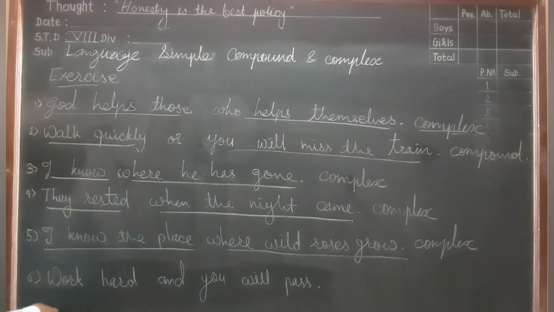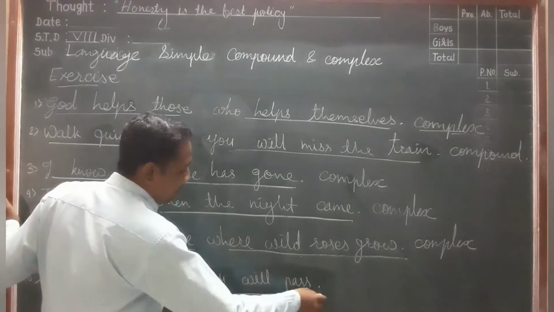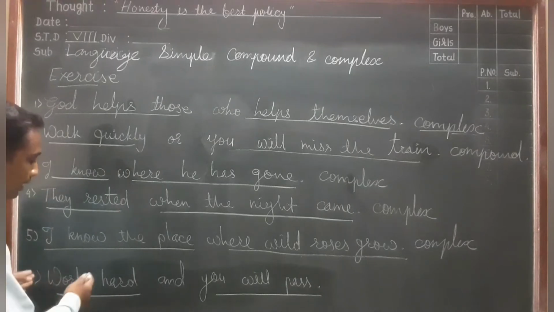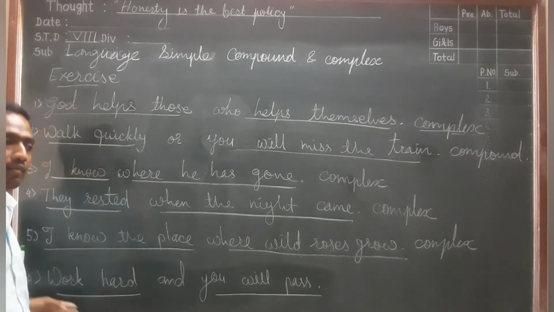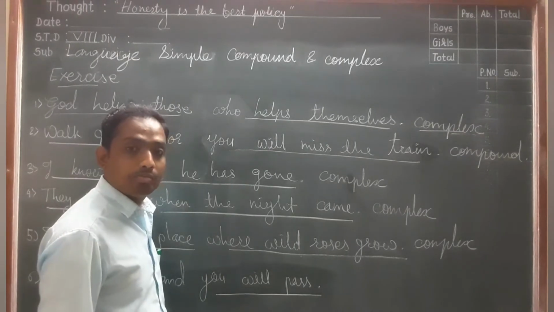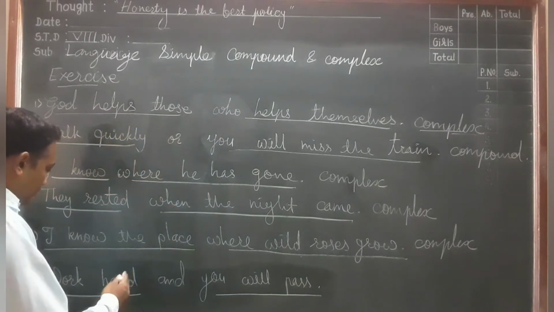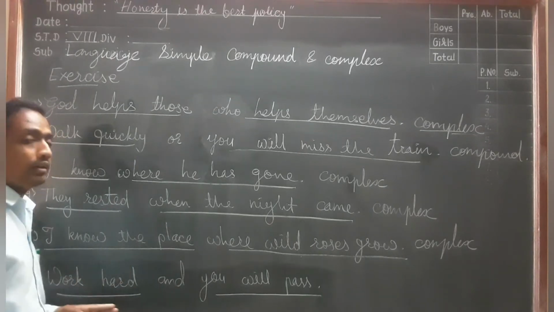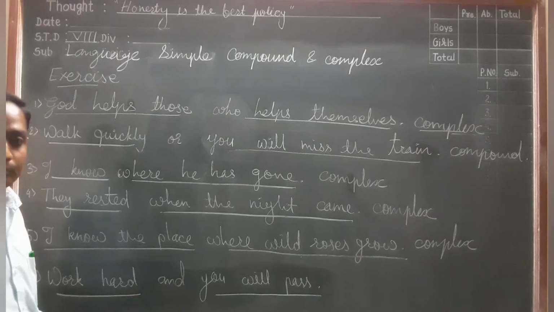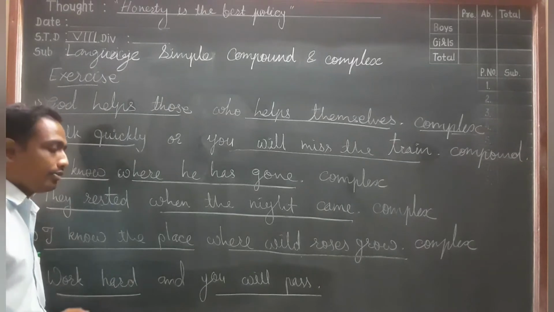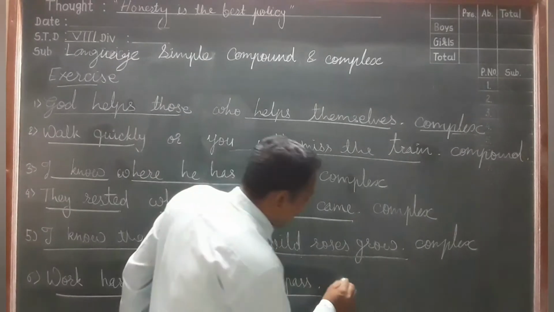Next sentence: work hard and you will pass. The first clause is work hard. It has a complete meaning. It can act as a complete sentence. We can also say you will pass, which is also a complete sentence. These both are independent clauses. So, whenever this type of independent clauses are there in a sentence, it will be a compound sentence.